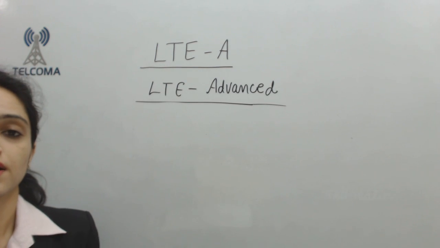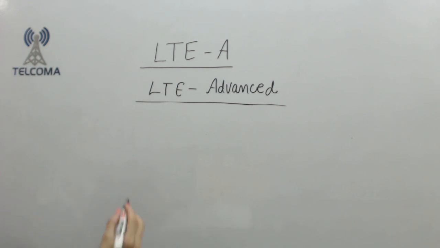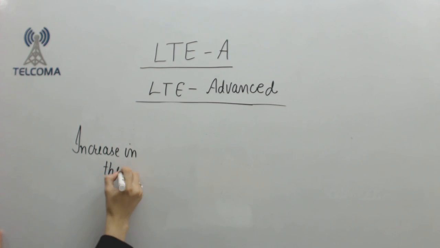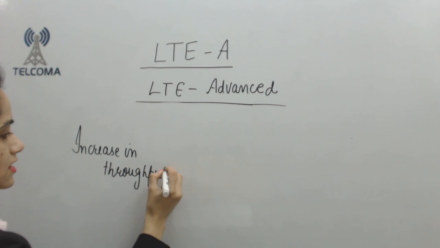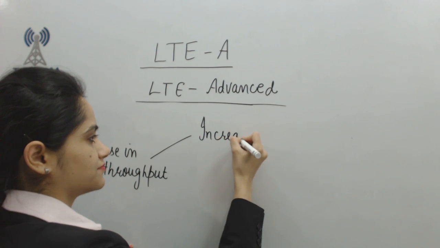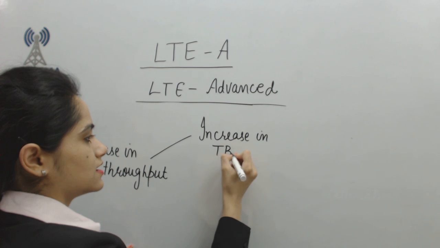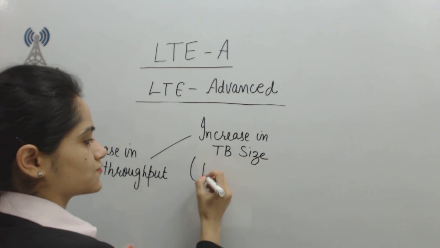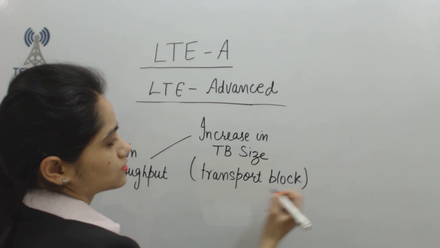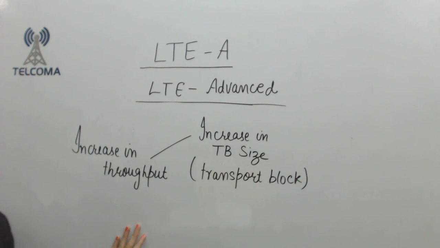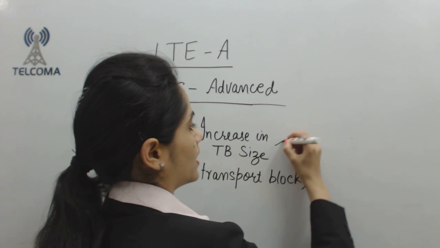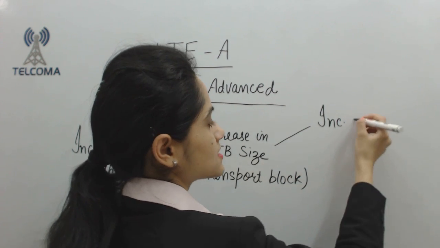Now, as I've discussed, our main aim is that we require an increase in throughput. How do we achieve this increase in the total throughput values? We require an increase in TB size, where TB stands for transport block. As there should be an increase in the total throughput, we require an increase in the transport block size.